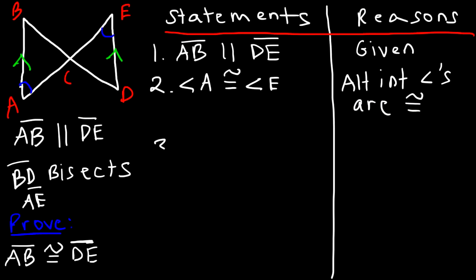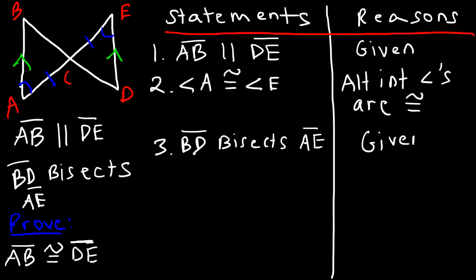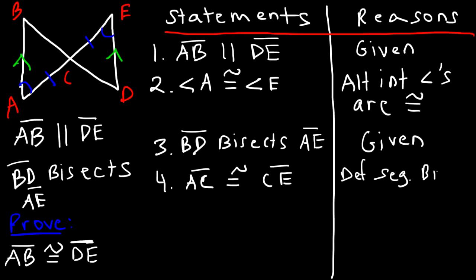Now, next, let's write that BD bisects segment AE. So this is BD, and it splits AE into two equal parts, which means that AC is equal to CE. And for statement 3, that's simply a given. But for statement 4, we could say that AC is congruent to CE. And the reason: definition of a segment bisector.